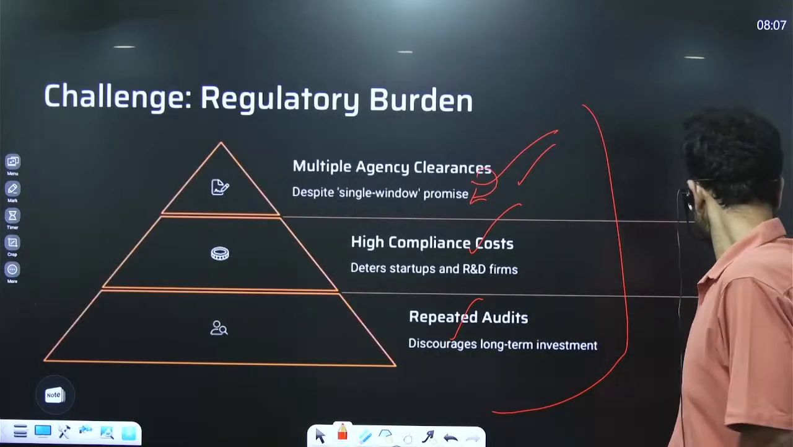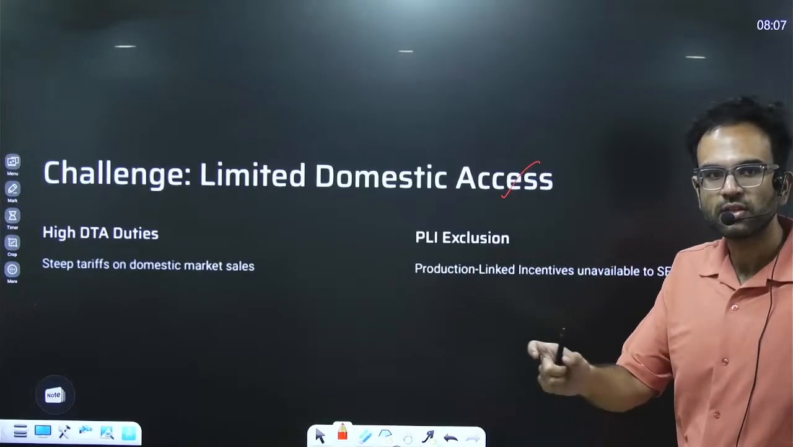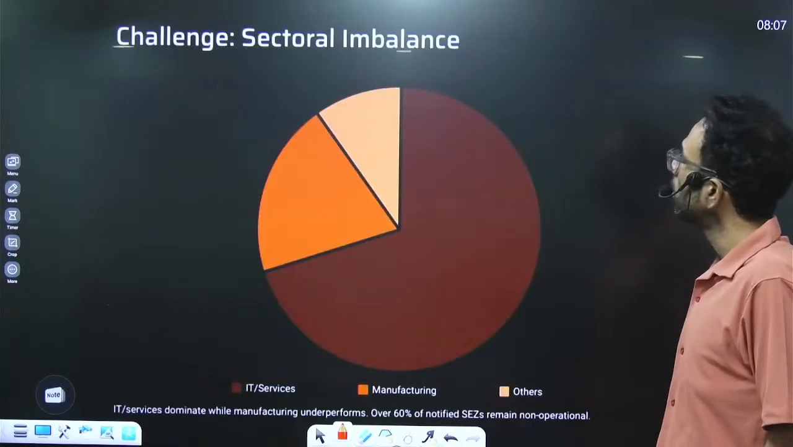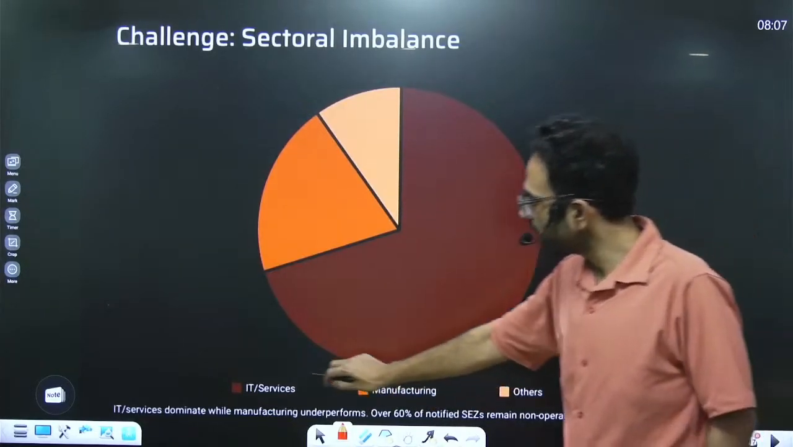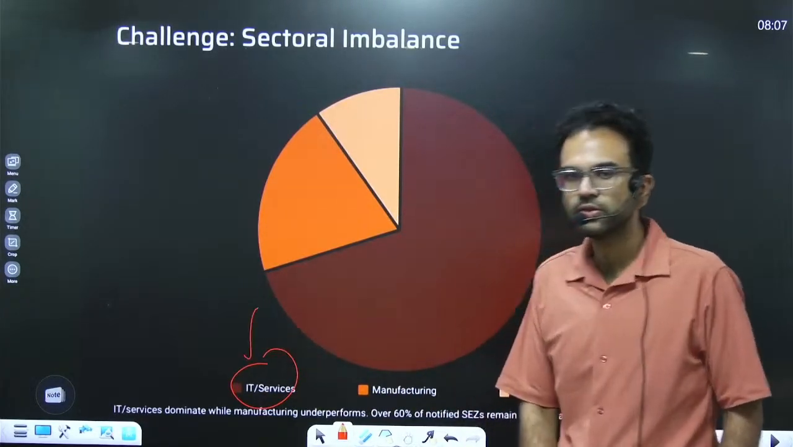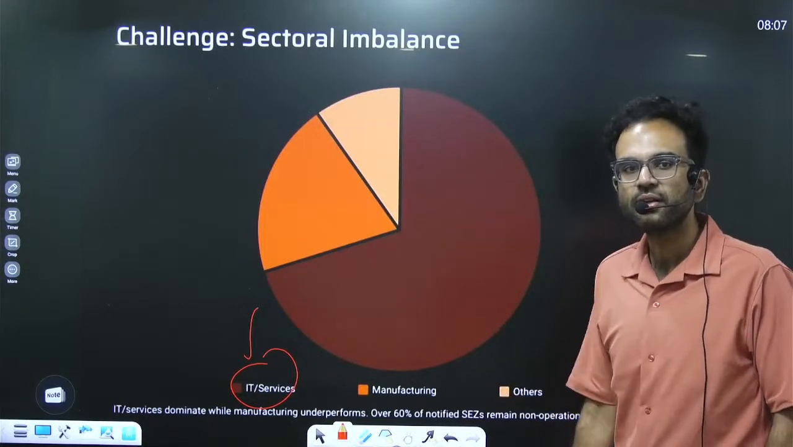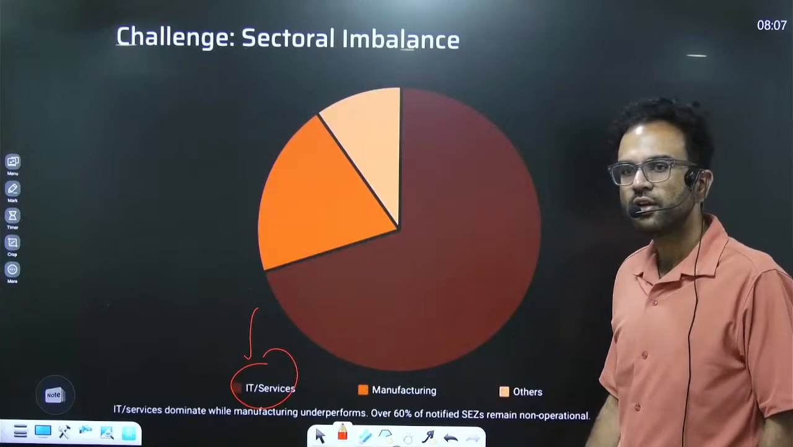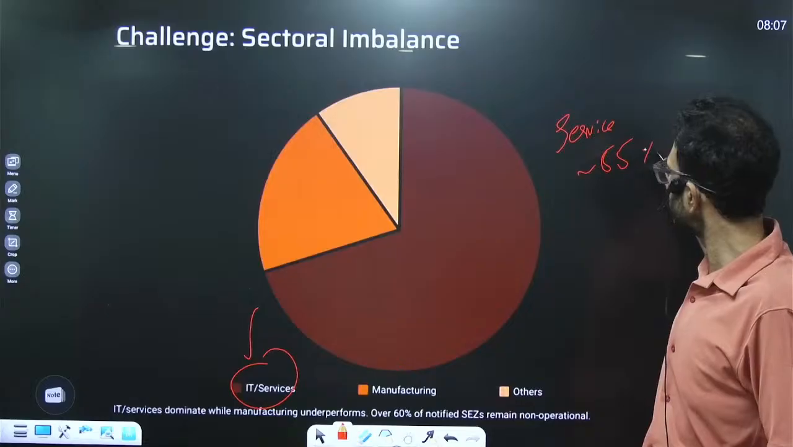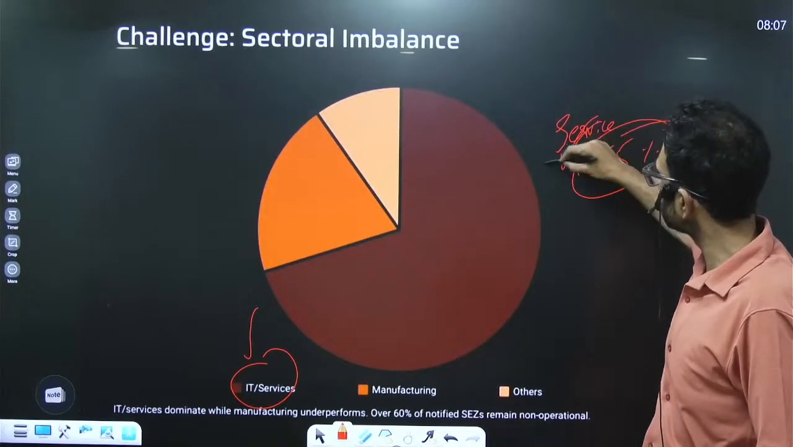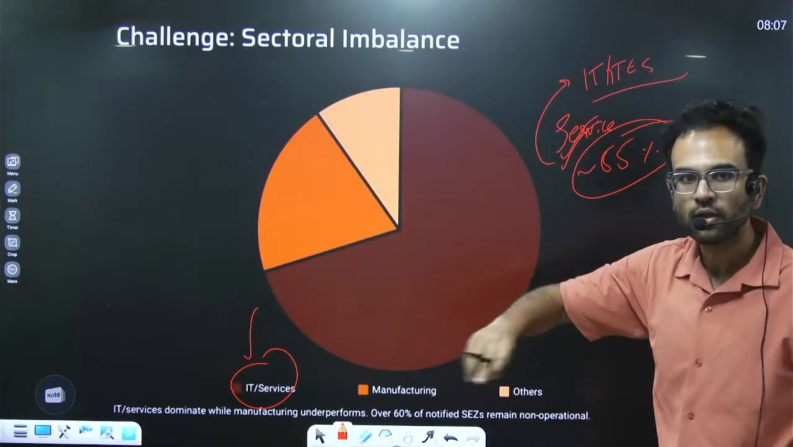Regulatory compliance. Domestic access we have discussed, like the domestic tariff area. One more problem is the sectoral imbalance. Most of our IT companies are in the special economic zones when they don't actually need to be, but they are given an incentive in the initial days because the service sector is responsible for nearly 55% of our GDP, and most of the service sector exports were coming from IT and IT-led export services.